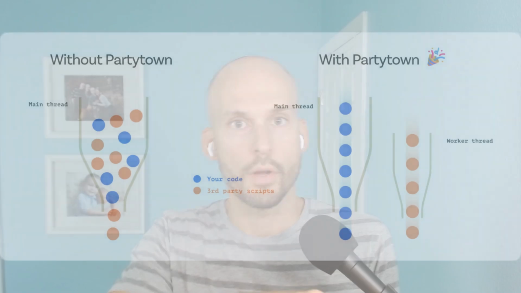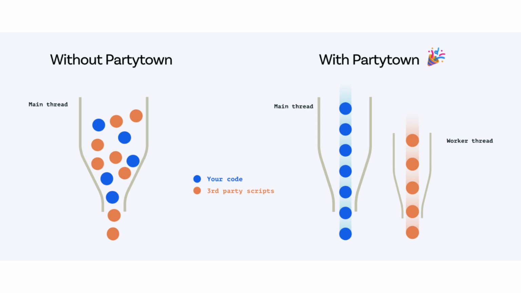Thankfully, a new piece of technology has emerged within the last few years called PartyTown. It allows you to offload some of those third-party scripts from what's called the main thread, which is what the browser uses to do all of the rendering that it does. And instead of it doing all the work, you can offload the work of these third-party scripts to a web worker. So it runs in a separate thread.